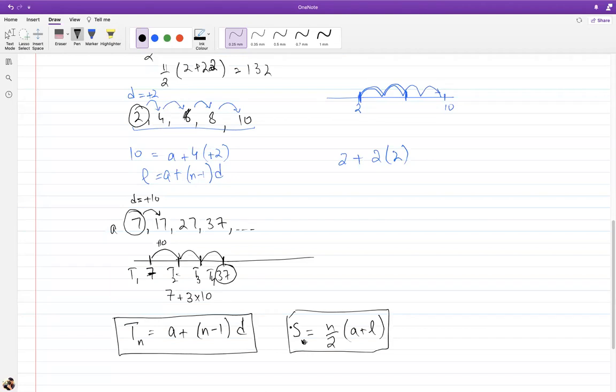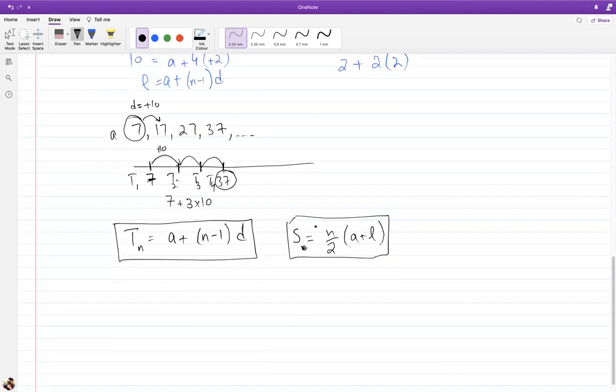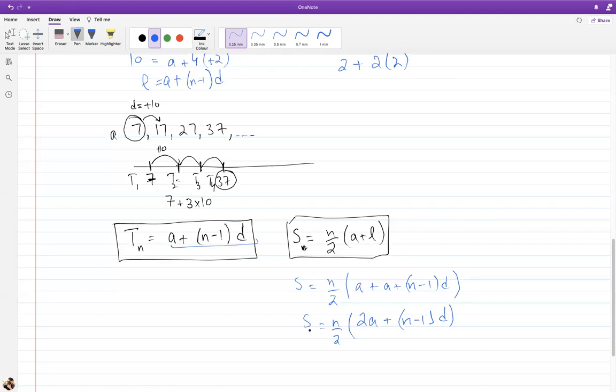Yes, sir. Yeah. Now here's another thing. If I don't know the last number and I don't want to figure out the last number, I can simply plug in the formula here. That this is n by 2, a plus, what is the last number? Last number is a plus n minus 1 into d. Now there will be some algebra here. So let me just simplify this. This becomes n by 2 into 2a plus n minus 1 d. And that's the formula that you will find in your books.